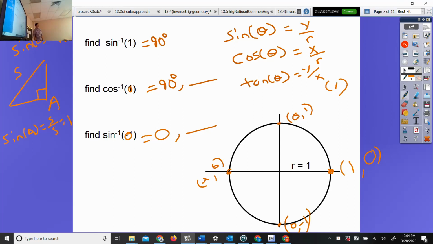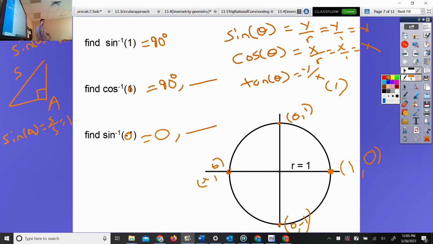Now, if I'm talking about the unit circle, what are those radiuses? They're 1, aren't they? This becomes y over 1, which is just y. X over 1, which is just x. Tangent doesn't change. This is a unit circle approach.